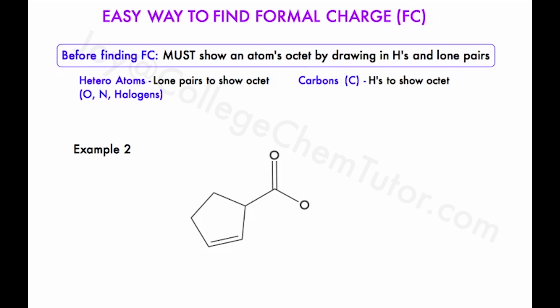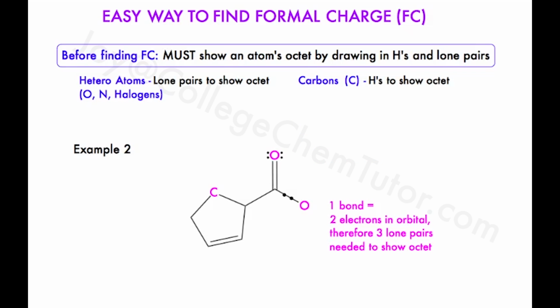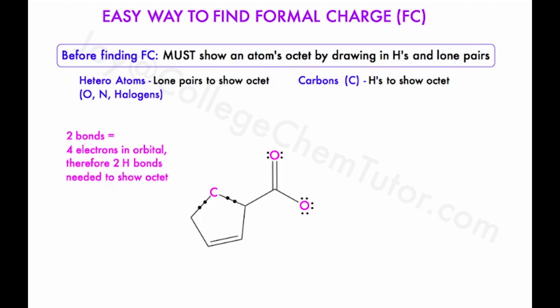For example 2, I've highlighted in pink 2 oxygens and 1 of the carbons on the ring. Now remember, heteroatoms such as nitrogen, oxygen, or halogen need lone pairs to show the octet, and carbons need hydrogens to show their octet. So for the top oxygen, it has 2 bonds, therefore it needs 2 lone pairs to show the octet. For the oxygen on the right, it has only 1 bond, therefore it needs 3 lone pairs to show its octet. And lastly, for the carbon, we draw in 2 hydrogen bonds since only 2 bonds to carbon are shown.